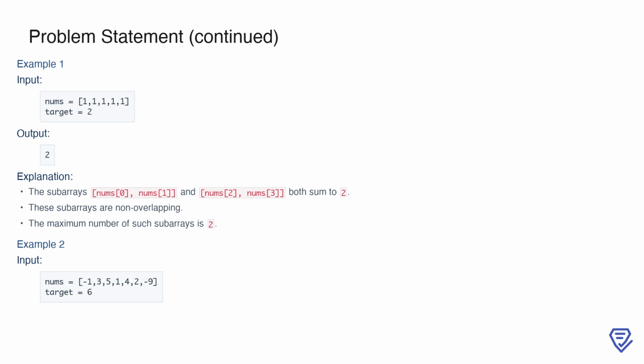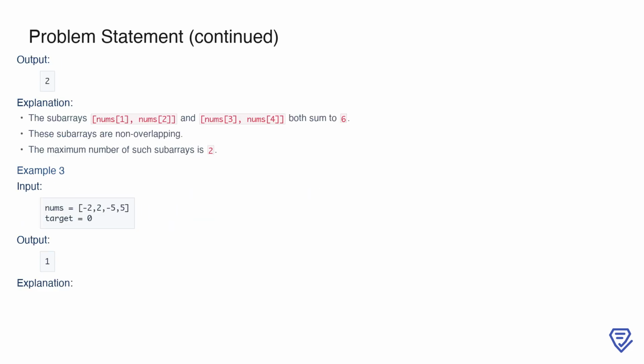If nums is 1, 1, 1, 1, 1, and the target is 2, the output is 2. Here's why: the subarrays nums[0..1] and nums[2..3] each sum to 2. These subarrays are non-overlapping because they do not share any indices, and no additional subarrays can be formed that meet the criteria. Therefore, the maximum number of non-overlapping subarrays in this case is 2. This example demonstrates how we need to identify contiguous sections of the array that satisfy the sum condition while ensuring they do not overlap.